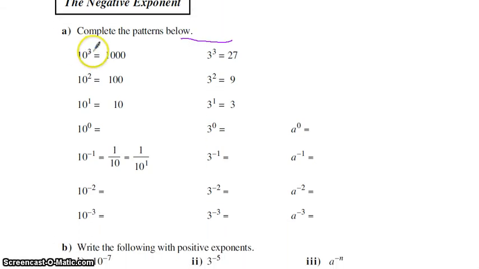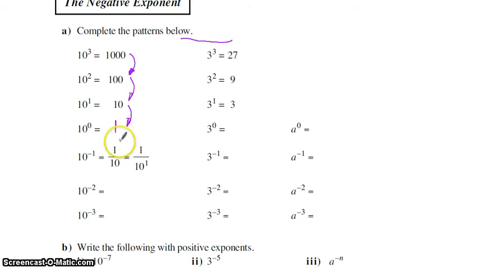10 to the power of 3 is 1,000, 10 to the power of 2 is 100, 10 to the power of 1 is 10, and 10 to the power of 0 we know is 1. Well, how about 10 to the power of negative 1? If you look at the pattern, the exponents 3, 2, 1, 0, negative 1, negative 2 are going down, and the values divide by 10 each time. You just get 10 times smaller.